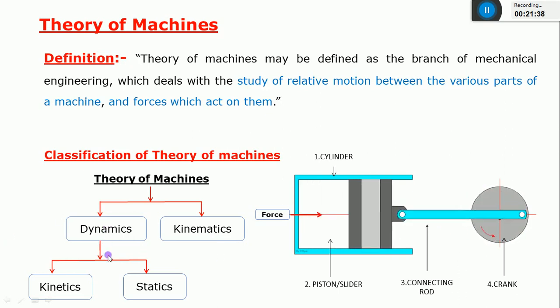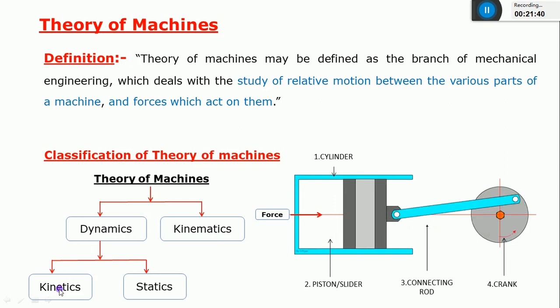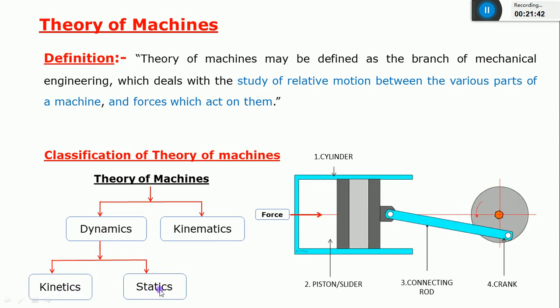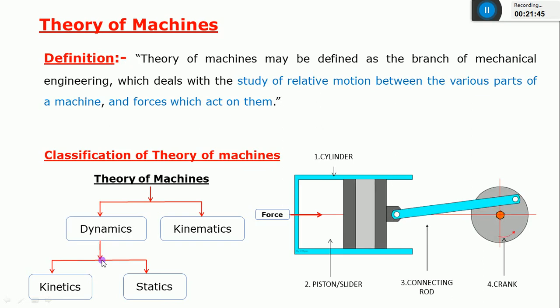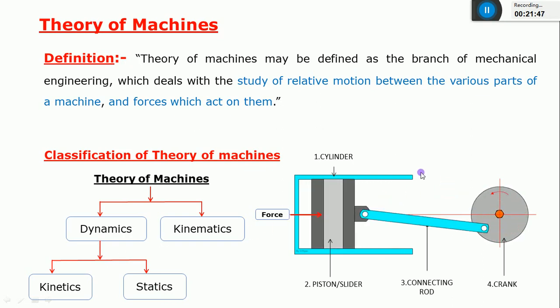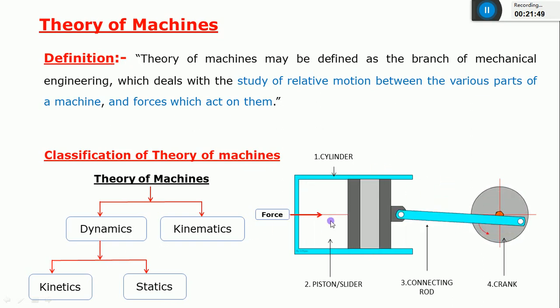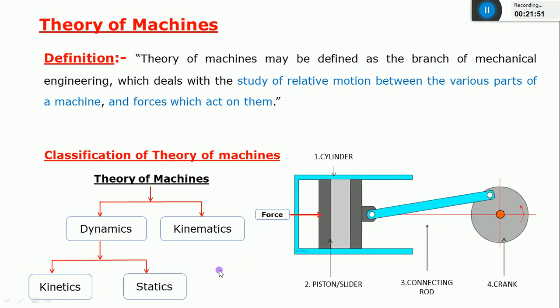Again, this dynamics is having two parts: one is kinetics and one is statics. If you are studying the different forces which are acting on a mechanism, such that the parts will be under rest.